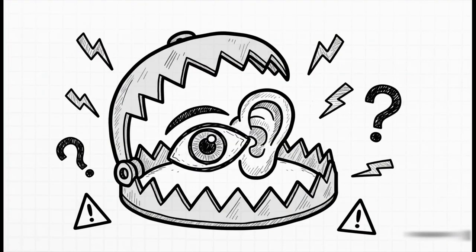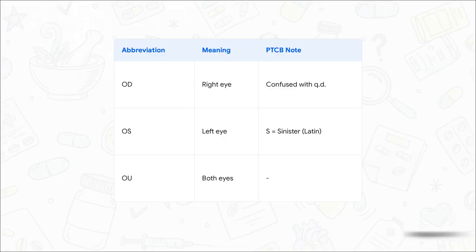This is probably the single biggest abbreviation trap on the entire PTCB exam. The shorthand for eyes and ears looks incredibly similar, and I can pretty much guarantee you will be tested on it. So let's break this down really carefully. First, let's look at the eyes. OD is for the right eye, OS is for the left eye.